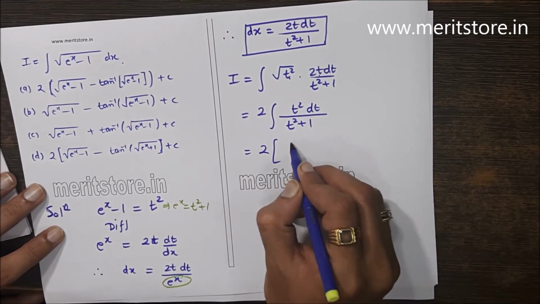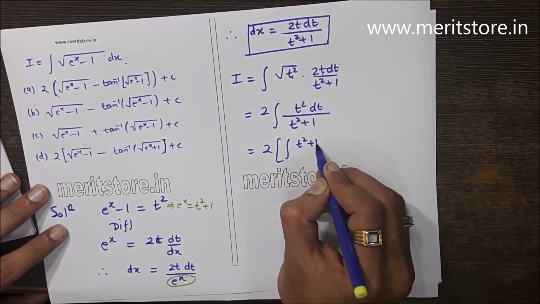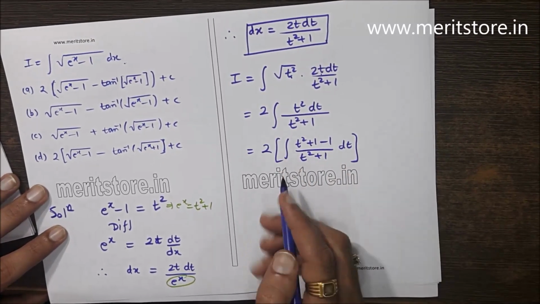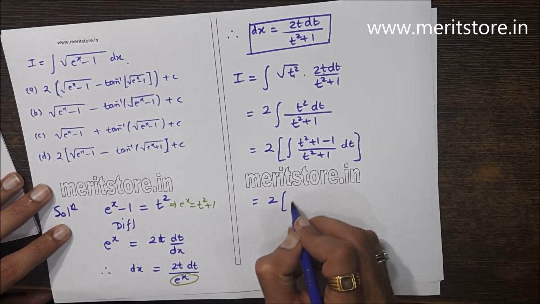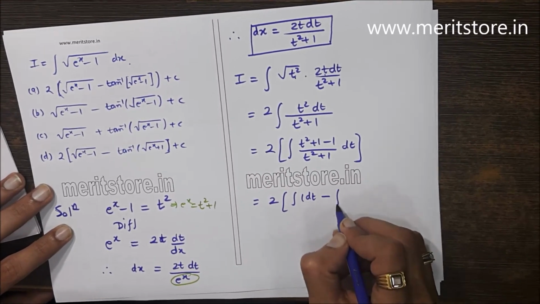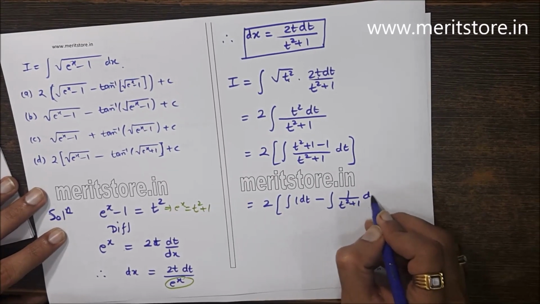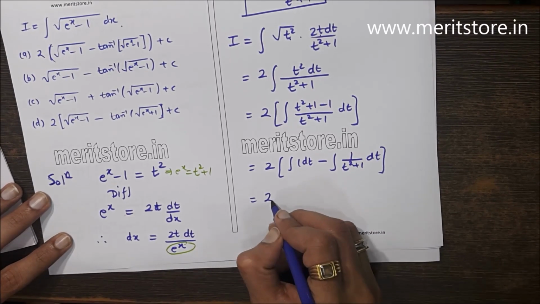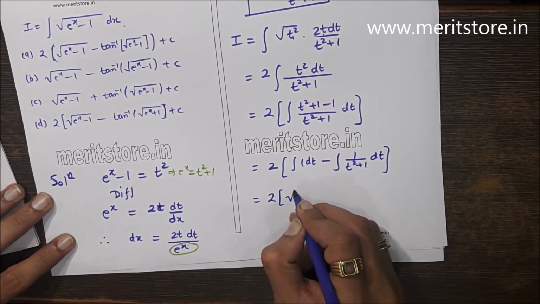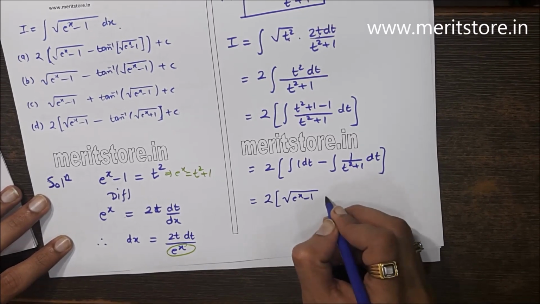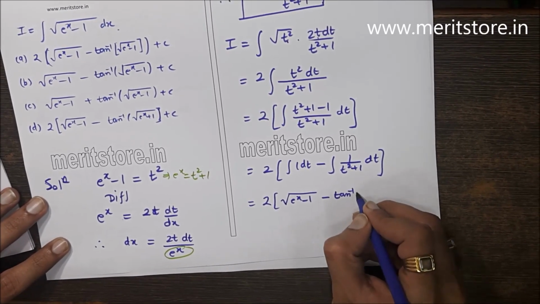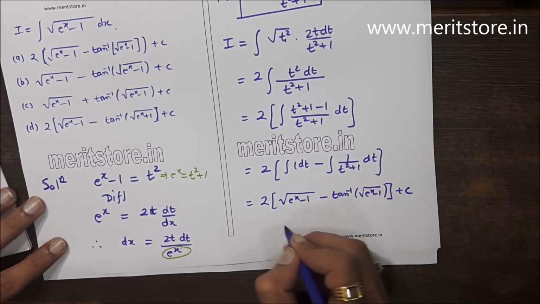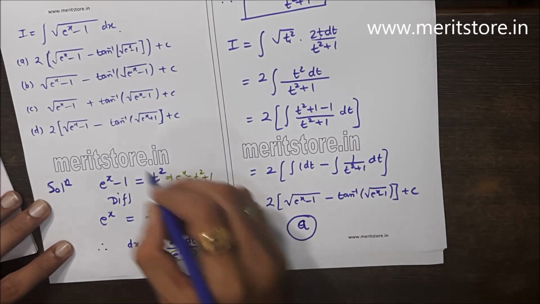Simplifying, we'll be adding and subtracting 1. Splitting the terms, I get 2 integral of 1 dt minus integral of 1 upon t square plus 1 dt. Integrating and substituting the value of t, will get 2 times under the root of e raised to x minus 1 minus tan inverse of under the root of e raised to x minus 1 plus c, which is our option A.